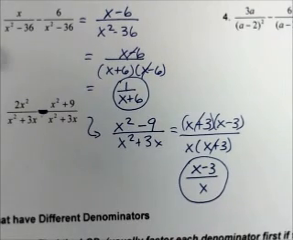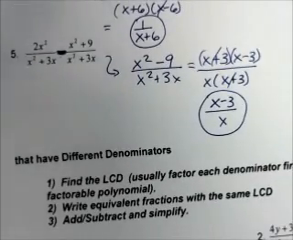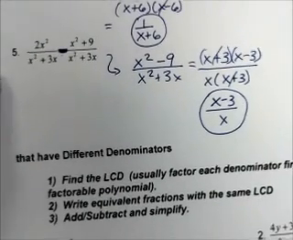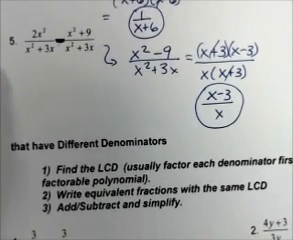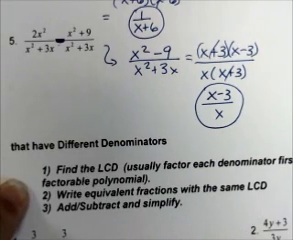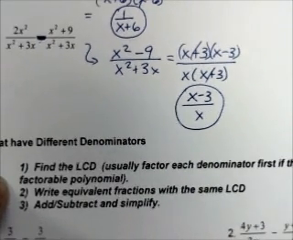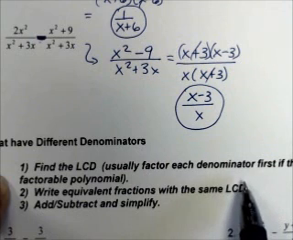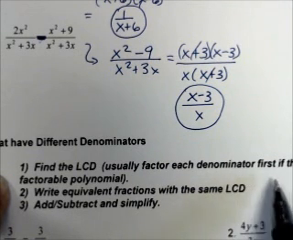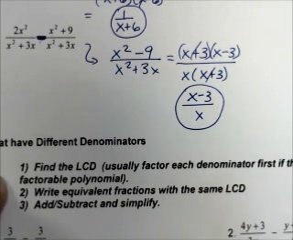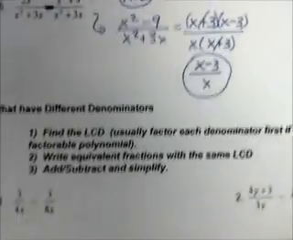Now, moving on, when we have different denominators, well, you know, when you add or subtract fractions, you have to have the same denominator. So if we have different denominators, we have to find the least common denominator, which is usually a factor of each denominator. First, factor the denominators if the denominator is a factorable polynomial. Write equivalent fractions with the same least common denominator, add or subtract, and simplify.